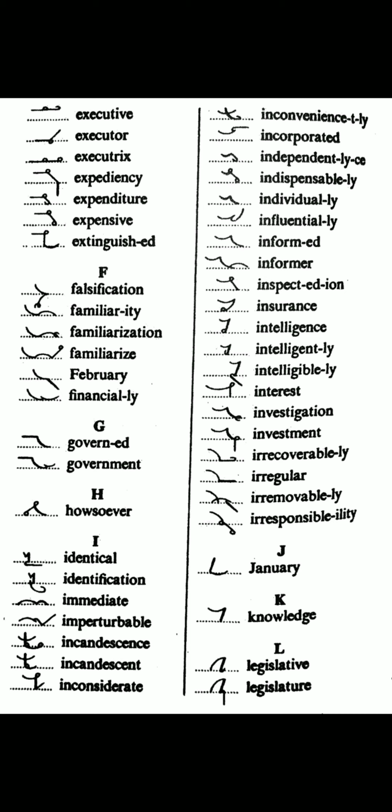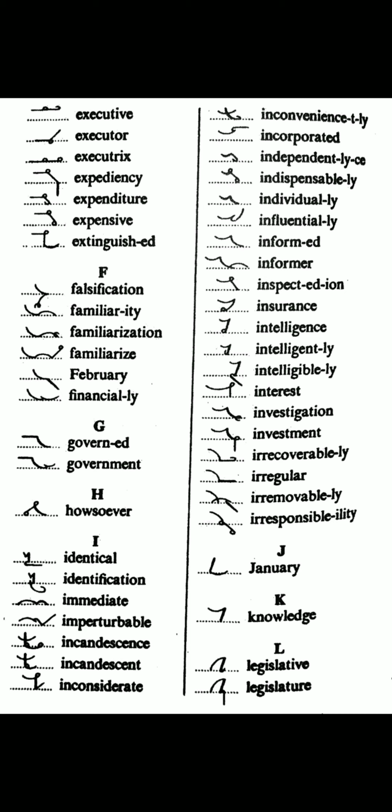K with S circle, P on the line, D for expediency. K with S circle, P halved with N hook on the line for expenditure. K with S circle, P with NS circle on the line for expensive. K with S circle, T, NG stroke on the line for extinguish and extinguished.